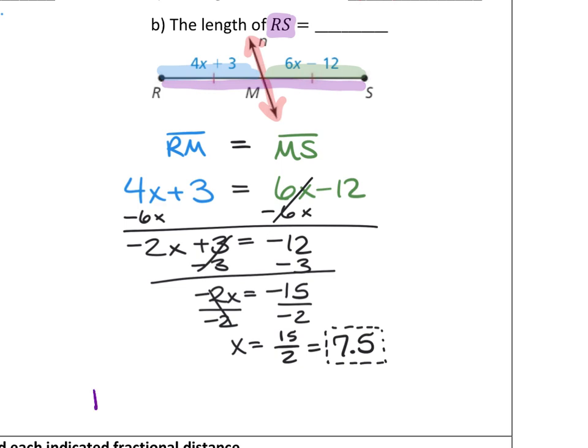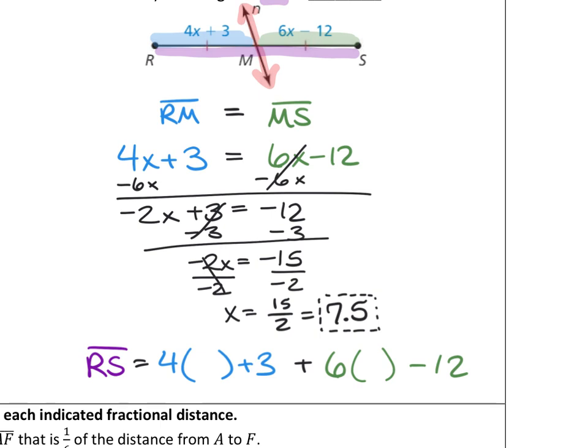We would say that RS would be equal to the blue part and the green part. Why did I put these parentheses and leave them empty though when I did this?